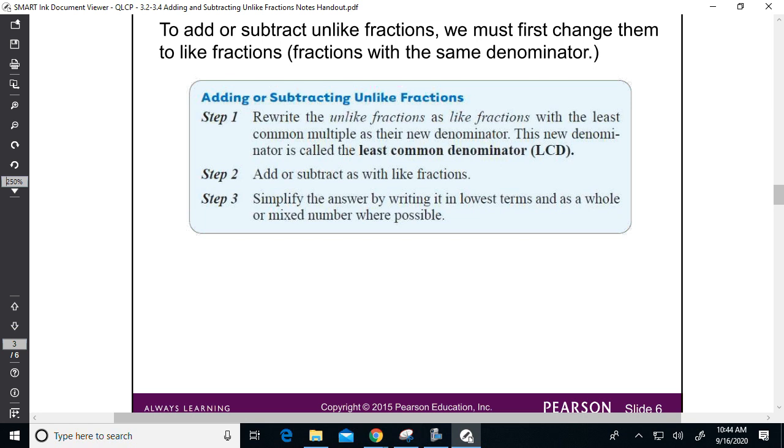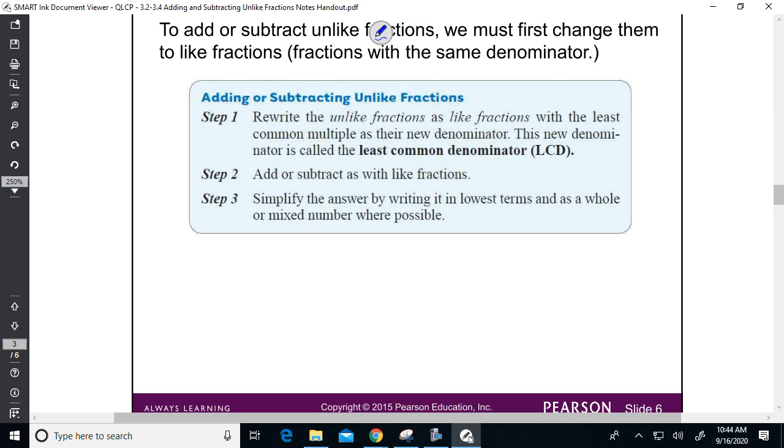All right, adding and subtracting. So on Monday, we added and subtracted with the denominators being the same. They were already the same, so we didn't have to worry about changing it. Now, we have to worry about changing it. So we need to get the denominators to be the same before we add or subtract them.